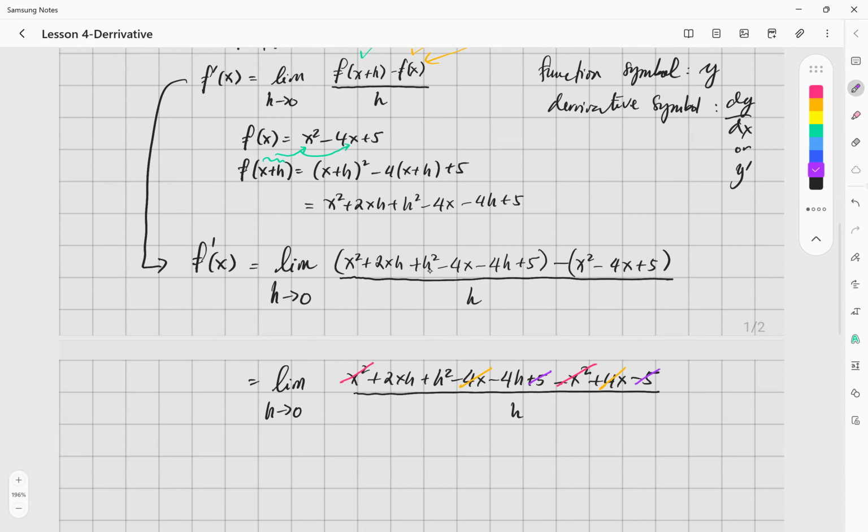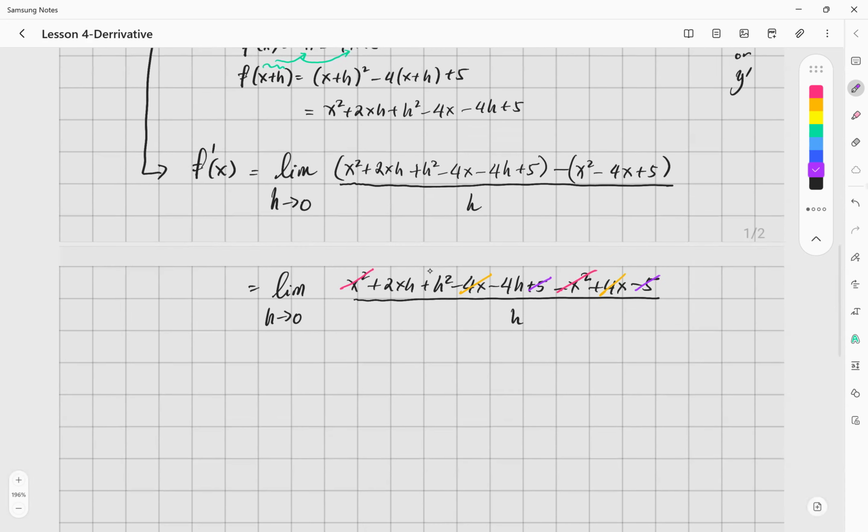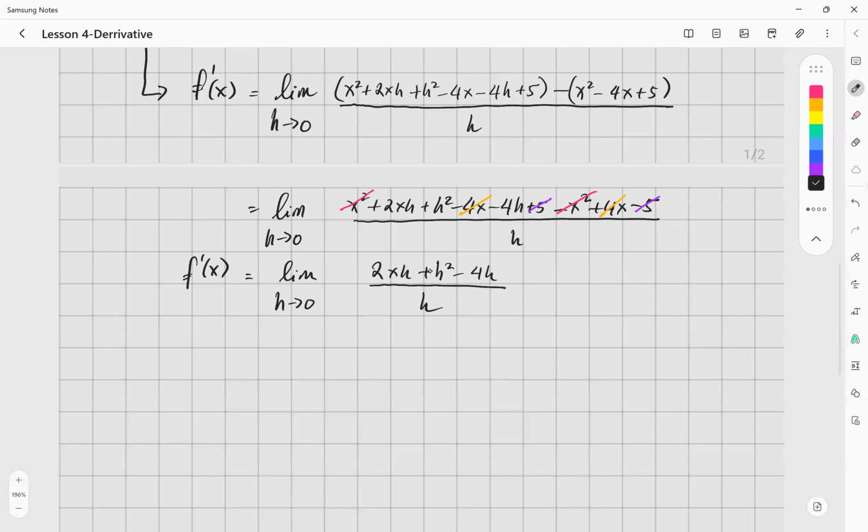What else do we have left? 2xh plus h squared. Okay, so that's all we have left. There's nothing else to cancel, right? So remember, there's also minus 4h. Yes, I forgot that there's 4h there, teacher. So 2xh plus h squared minus 4h, divided by h. Is this correct? That's correct. Okay, now we can continue.